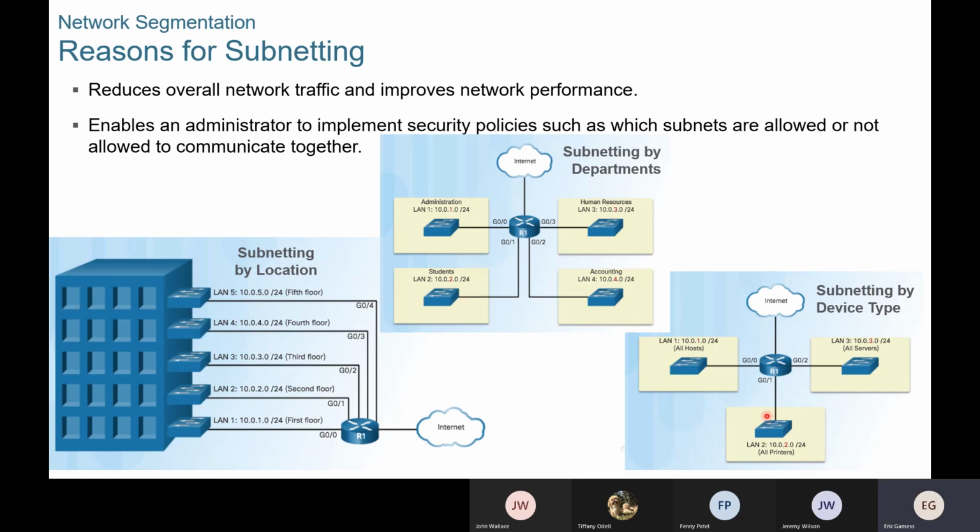Another possibility to divide a big network into smaller networks is by the function of each device. For example, here, as you can see, the company decided to put all the servers of the company in one local area network, all the printers in another local area network, and, for example, all the desktops where people are working in a third local area network.